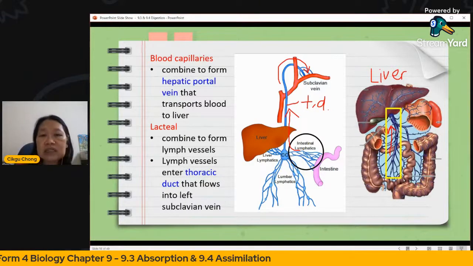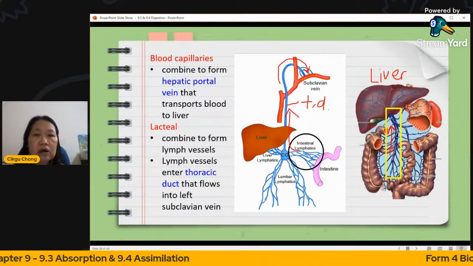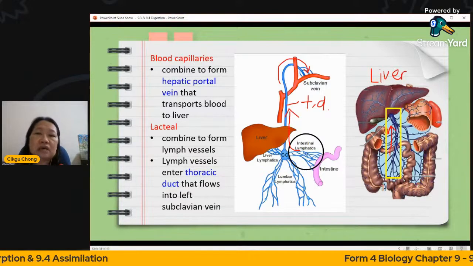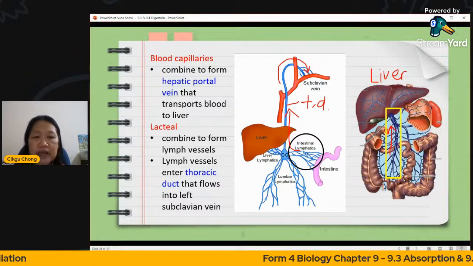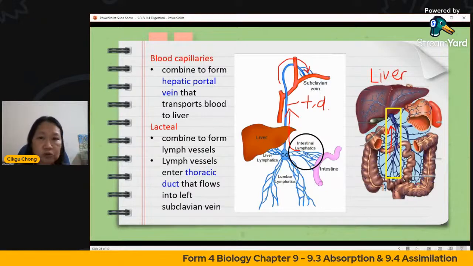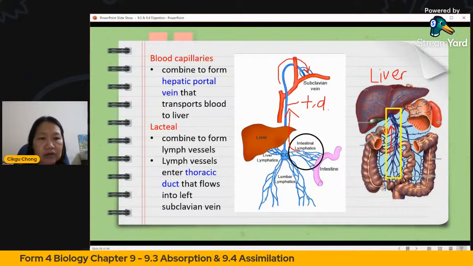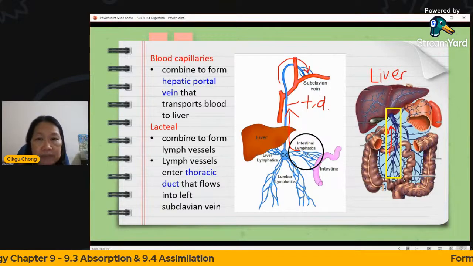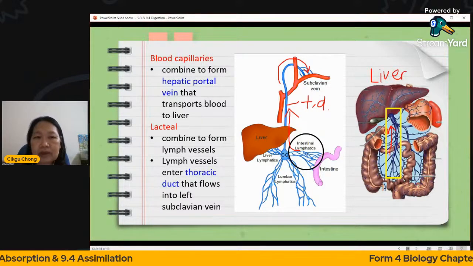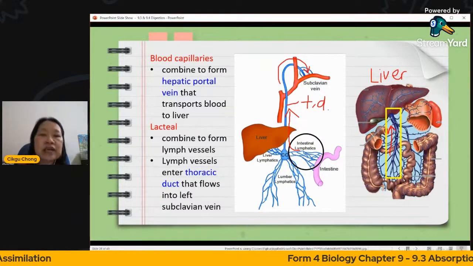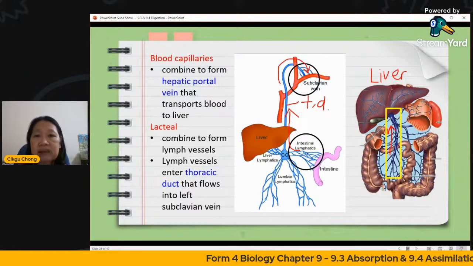They complement the blood system. Your lymphatic system complements your blood circulatory system. Okay, so that is enough for you to know now, because you cannot see the whole picture yet. Later in chapter 11, you'll see the whole picture. So that is the left subclavian vein. That's where they go, right? Next, there's your subclavian vein.